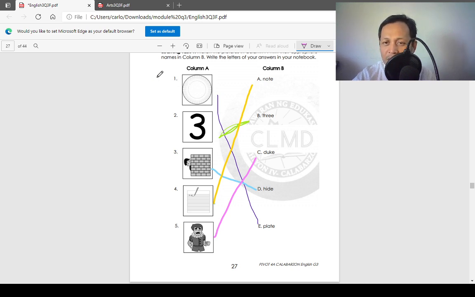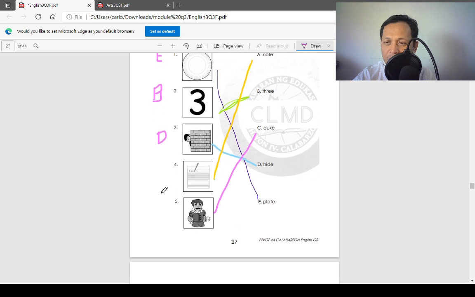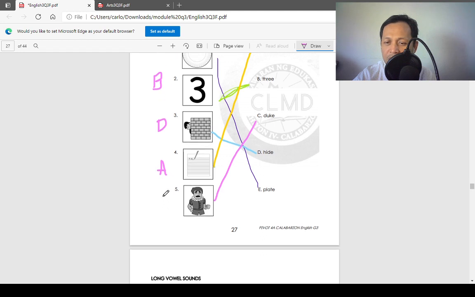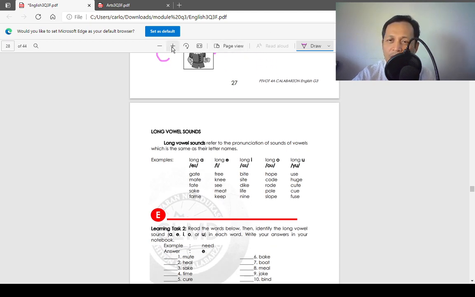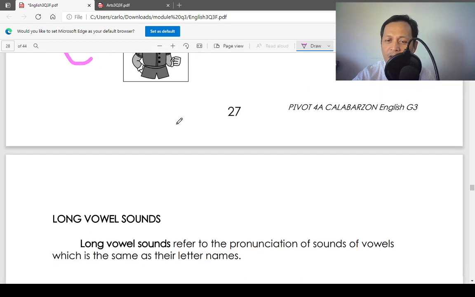Again, one is plate. Two is tree. Number 3 is hide. The number 4 is note. While the last number is a duke. Now again, let us enlarge this one.